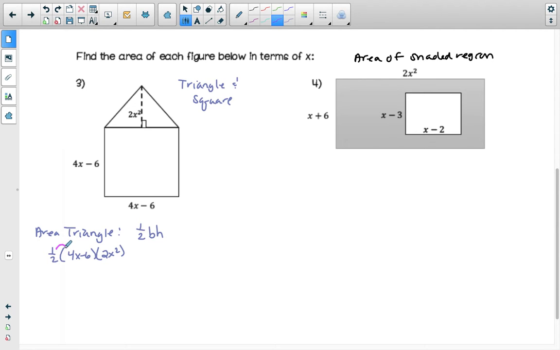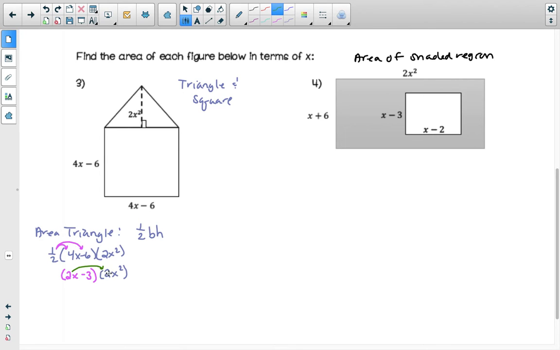So 1/2 to the 4x and to the negative 6. So I have 1/2 times 4x is 2x, and I'm keeping it in parentheses because I have another set of parentheses later. So 1/2 times 4x is 2x, and 1/2 times negative 6 is negative 3. And then I still have multiplied by 2x squared. So now I distribute my 2x to everything in the parentheses.